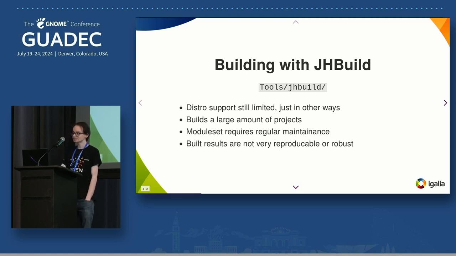So in order to get around this, we used jhbuild historically, which many GNOME developers are familiar with. But that kind of just moves the problem. You still have a limited number of hosts that are supported, but now you have to build all these dependencies on top of it. So it's not very reliable. People can't reproduce it on their own systems.